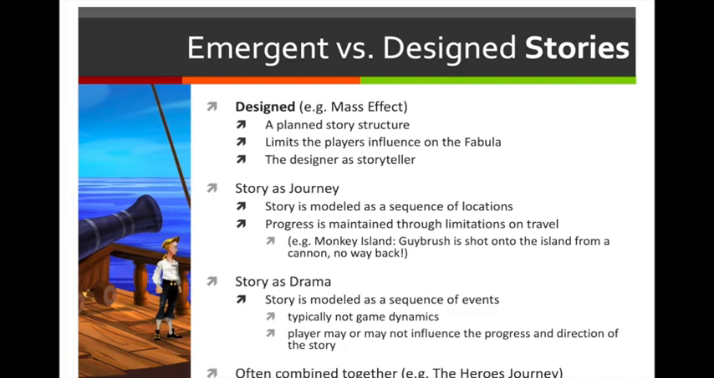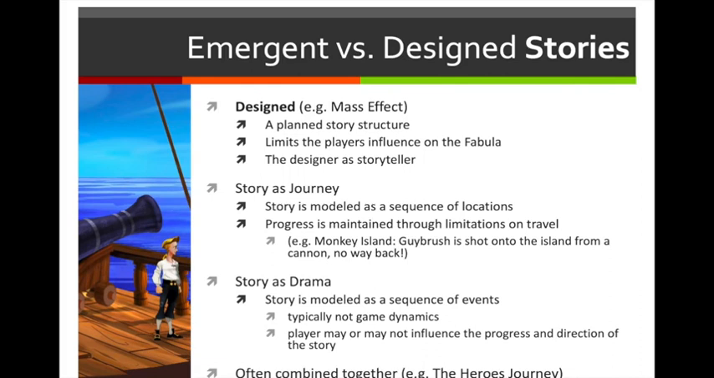At the other end of the spectrum, we have designed stories, and I think this is probably a bit more what people think of when they think of interactive narrative within games. So this would be games like Mass Effect, for example, where there is a planned story structure. The thing is written by narrative designers and authors. But what this does is it limits the player's influence on the fabula. So the player no longer has the ability to make everything possible happen. They only have a certain amount of flexibility within the confines that the designer has laid down. So here the designer is clearly acting as the storyteller.